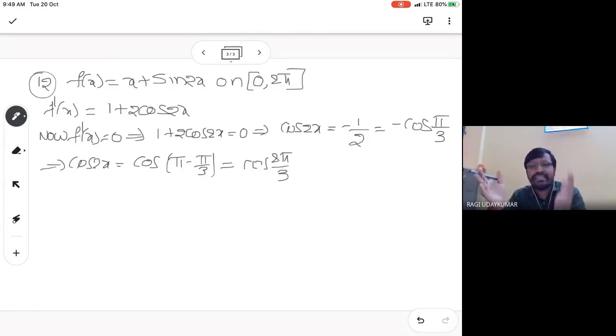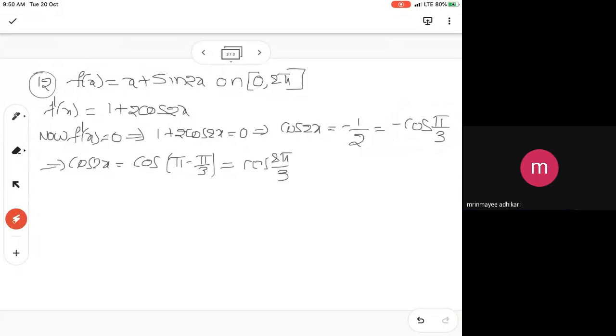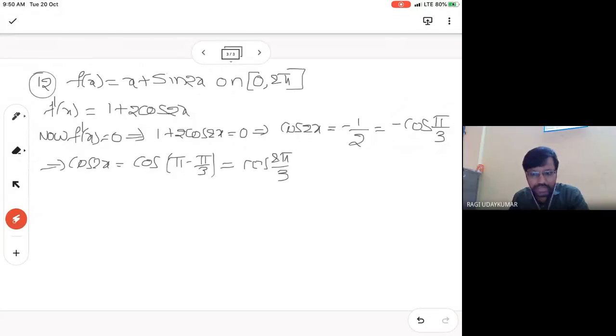Because the basic thing is, minus cos is given to you. Here it is given to you, minus cos pi by 3, you got it, isn't it? So whenever you are getting minus cos pi by 3, in which quadrant will cos be negative? Cos will be positive in the first quadrant and fourth quadrant. In the second and third quadrant it is negative.